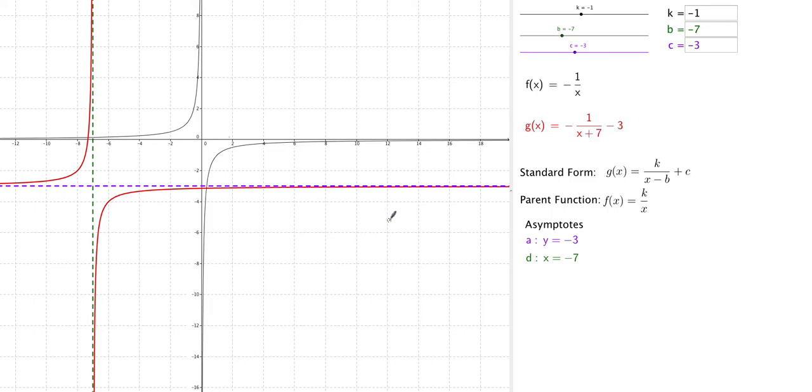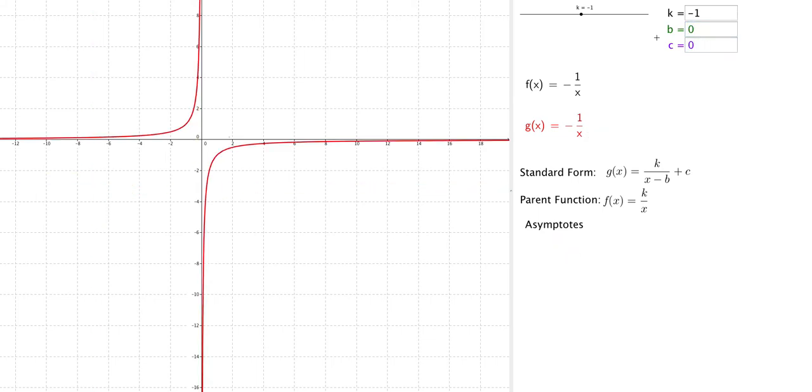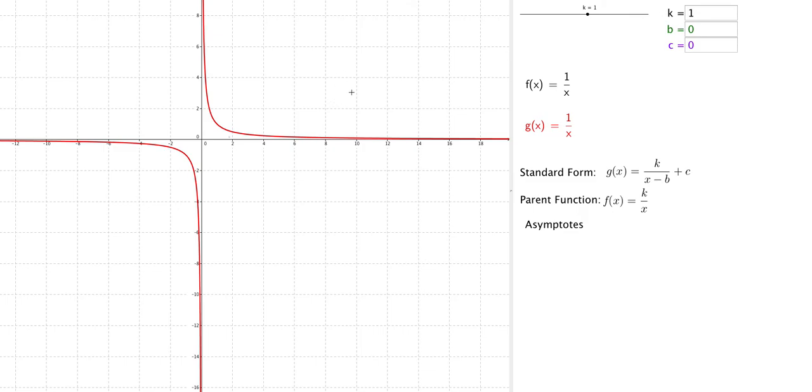Okay, example 6. Writing the equation of a translation. I thought I switched to my mouse tool and I didn't. Alright, let's put this back at 1. Makes it look prettier.